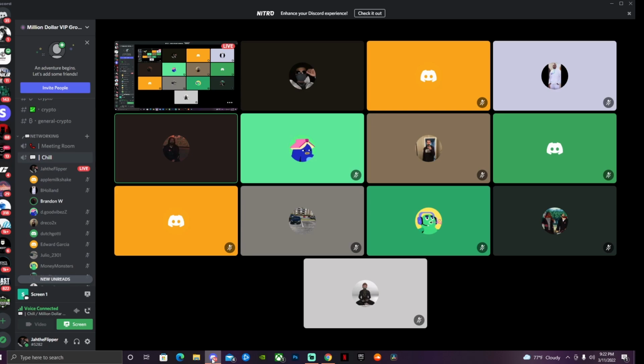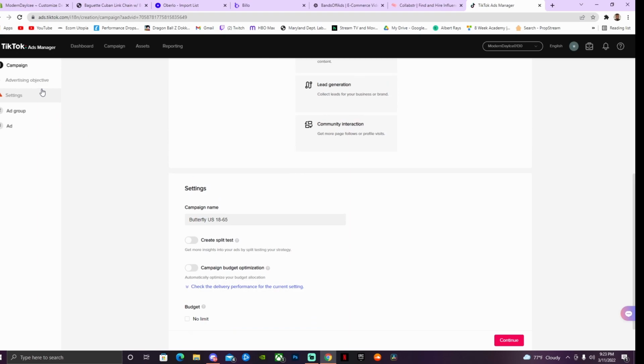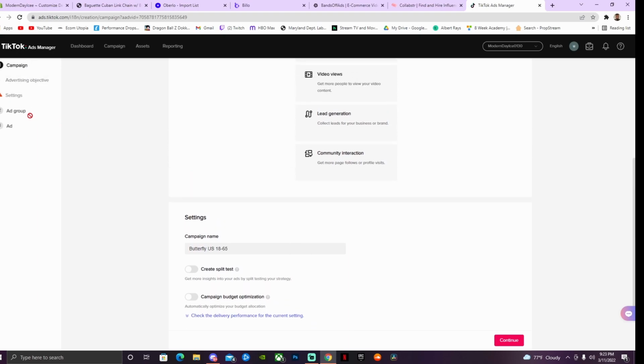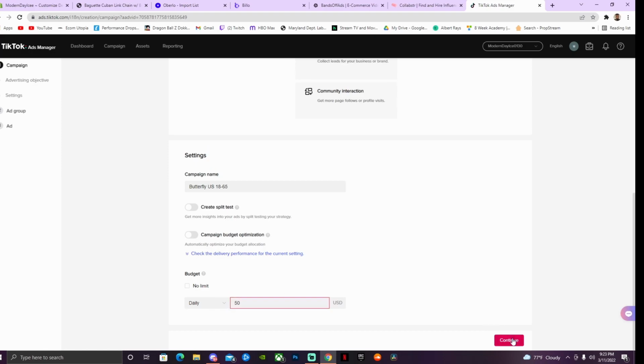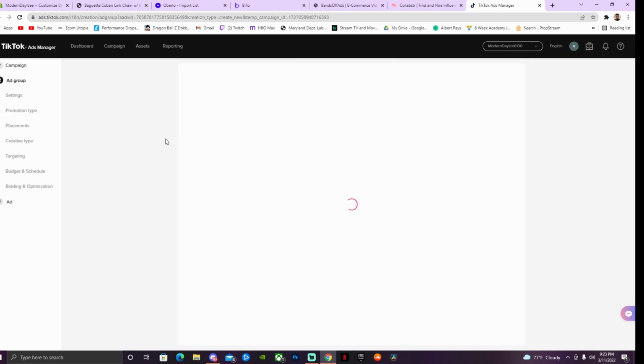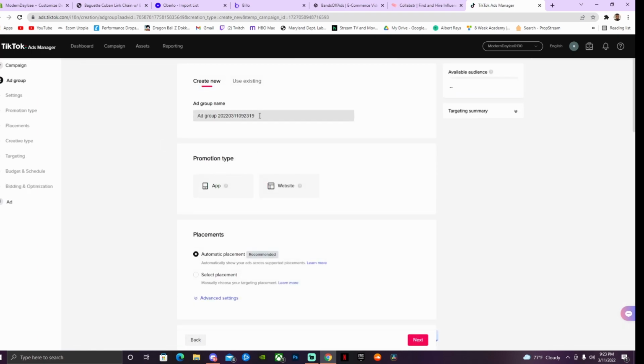What is an ad set? When it comes to TikTok ads, you have the campaign level, and then you have the ad. Right here it says ad group. On Facebook it's called ad set, but on TikTok it's called ad group. Matter of fact, let me just put 50, because for some reason it says $50 is the minimum daily limit. It was $20 yesterday. I'm not sure if they changed it or not. But this is the ad group.